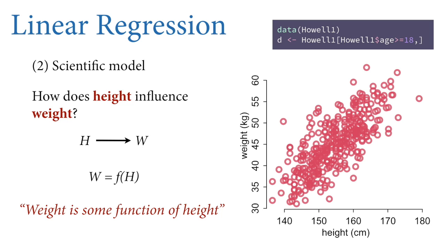So what do I mean by that? This is step two of the workflow. We think about a scientific model. How does height influence weight? Well, I'm going to make a little DAG. Remember DAGs from the first lecture, directed acyclic graphs. H and then an arrow pointing into W. So that's height, and then the arrow pointing into W, weight, means height influences weight, and that influence is causal.